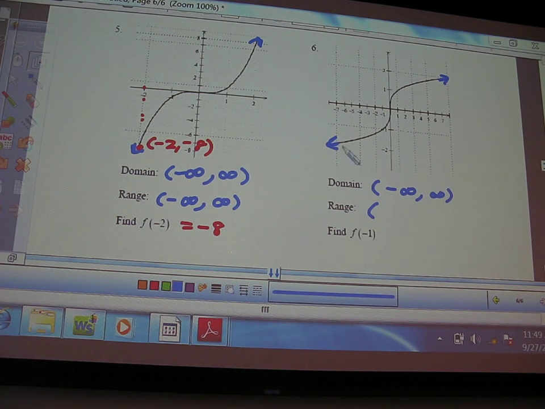All right, so my range, the lowest this one goes, number 6, is negative infinity, and the highest it goes is positive infinity. It just goes very slowly. All right, so then find f of negative 1. So when x is negative 1, my y is also negative 1.